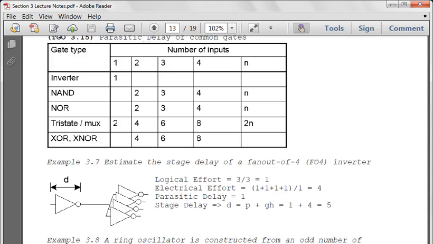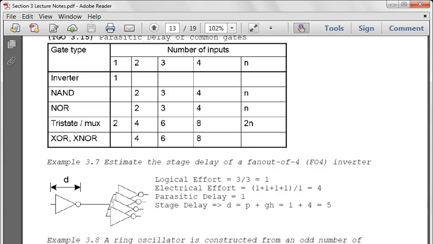So now we just take our equations here. We have the delay is equal to our parasitic delay plus our gate delay, which is G times H, logical effort times electrical effort. Our parasitic delay is defined as 1, so this becomes 1 plus 4 times 1, which is 5.